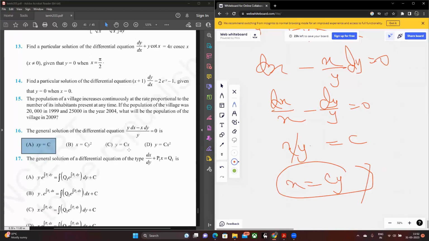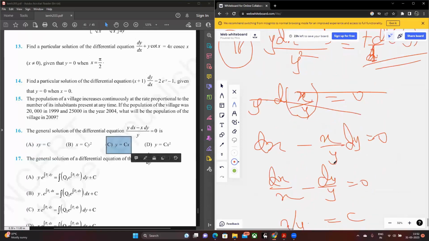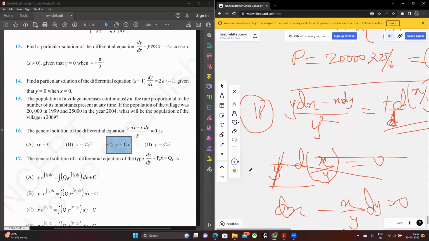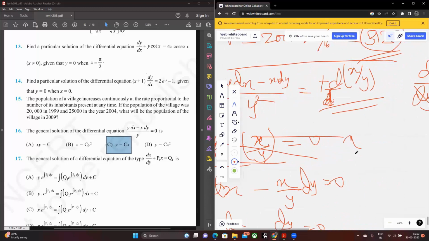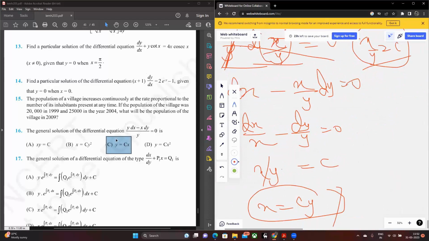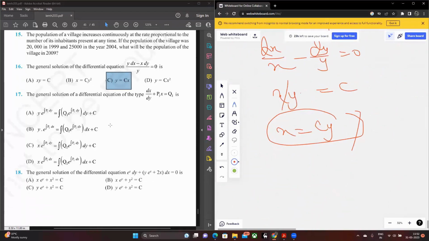x is equal to cy, or y is equal to cx, whatever. C is your answer, not a. You can also get it from here, because basically cut this y out. This is a differential term. This cannot always be equal to 0. So if this is 0, integrating over here, you basically get x by y is equal to c. And so x is equal to cy. That's it. C is your answer.